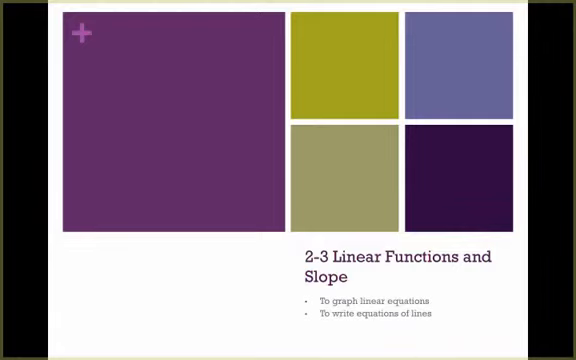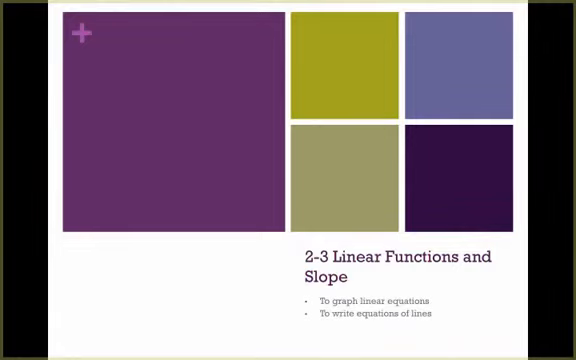In section 2.3, we're going to be talking about linear functions and slopes, and our objectives are to be able to graph linear functions and to be able to write equations of lines. So let's start by just getting a general grasp of what we mean by slope. Slope is defined as the ratio of the vertical change to the horizontal change between 2 points.